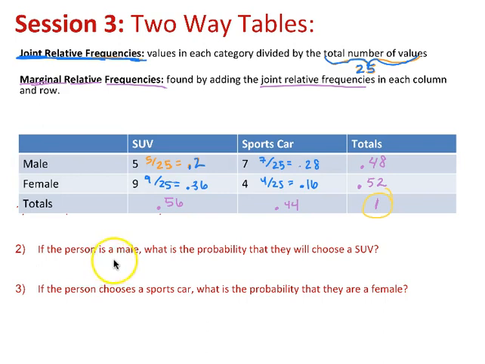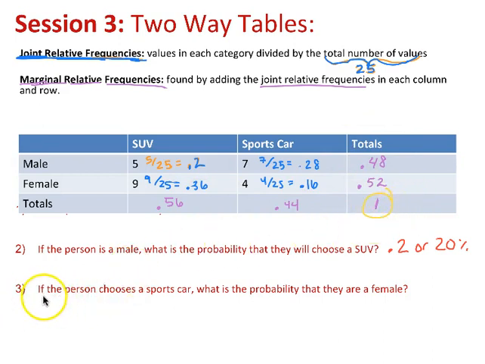It says, if a person is a male, what is the probability that they will choose a SUV? So if they are a male, we're only dealing with this row here because it asks if the person is a male. So we're only looking at the male row. What is the probability that they will choose a SUV? Right here, it would be 0.2, or 20%. If we have these in percentages, they would always add up to 100%. Just throw that in there.